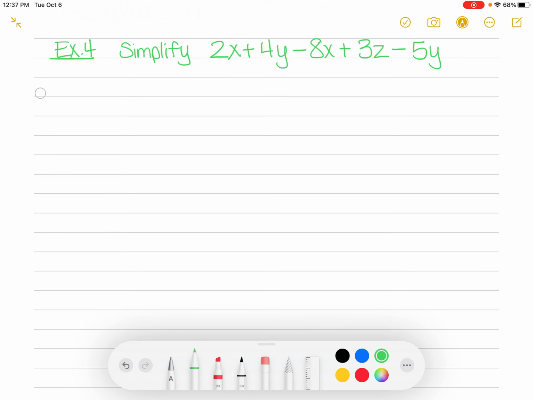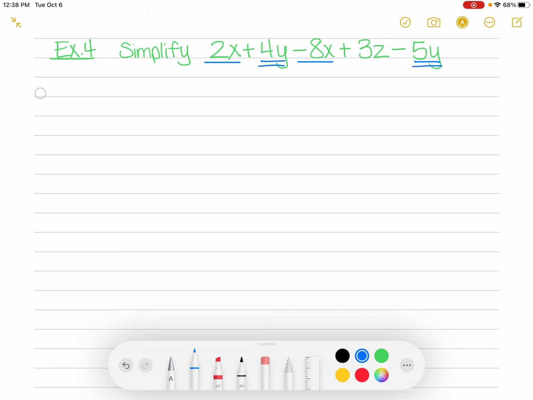Okay, hopefully you're back. You've got this figured out. So I'm going to underline. I always do this for my lessons. You can do it if it helps you, but you don't have to do it. I underline my like terms. So 2x and negative 8x will go together. 4y and 5y will go together. And the 3z is just going to stay by itself.